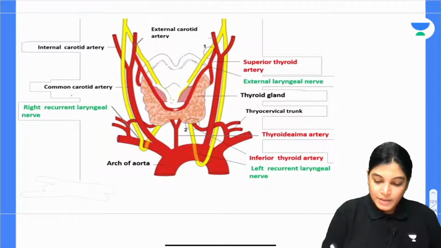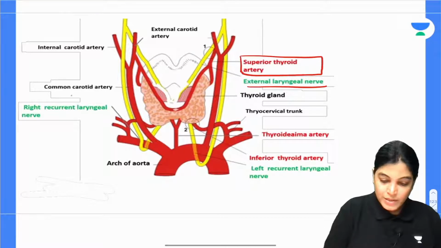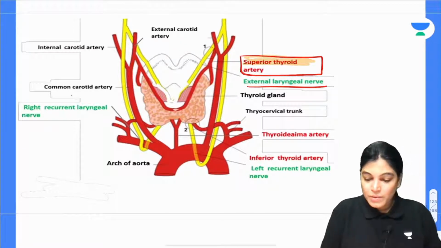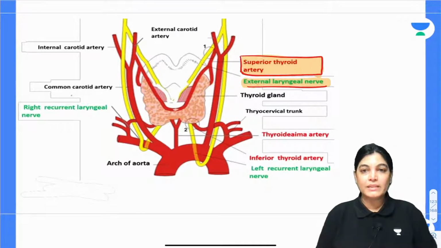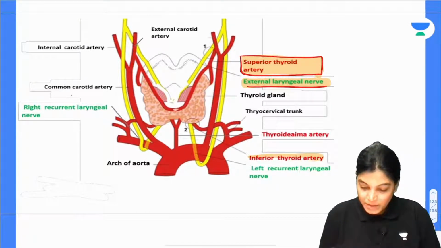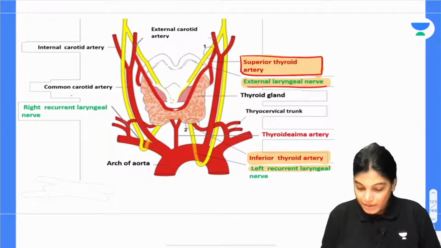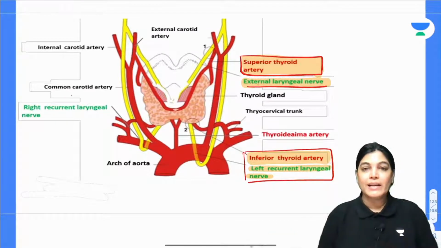See here. Along with the superior thyroid artery, which nerve is running? In this diagram you can clearly see that along with the superior thyroid artery, the nerve which is running is the external laryngeal nerve. Got it? Now in the lower aspect, towards the basal or lower part of the thyroid gland, the inferior thyroid artery is running along with the recurrent laryngeal nerve.